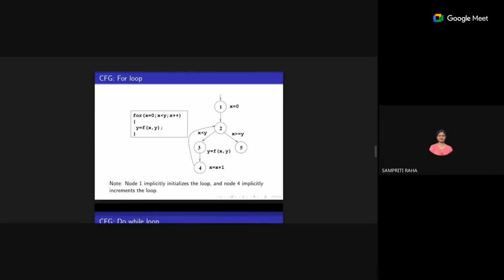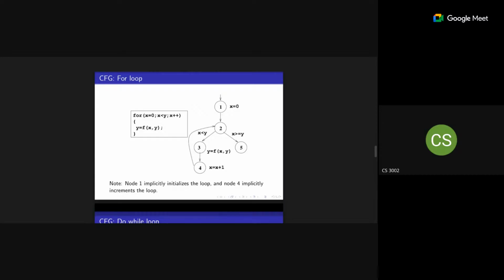So, sir, here in the for statement, there is the incrementing, that x plus plus. But if we see the control flow graph, here at node 4, the incrementation is happening. And the second statement is at node 3. So this is where I am not understanding why it's happening afterwards and not before that: y is equal to f(x, y) is happening, and then only the increment. Yeah, that's the way it works, no?